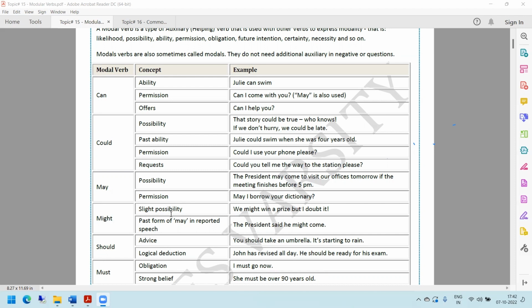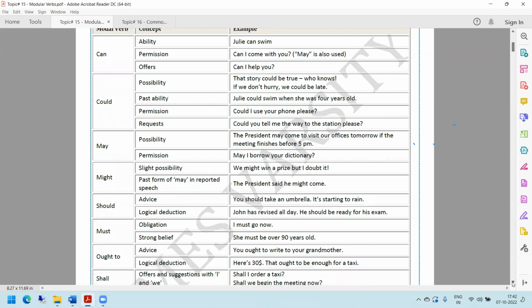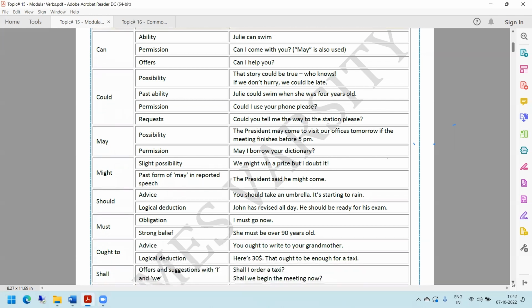Might, slight possibility. We might win a prize, but I doubt it. Might, past form of may in reported speech. The president said he might come. So might is a past form of may in reported speech. Direct speech and indirect, that is reported speech, we discussed.